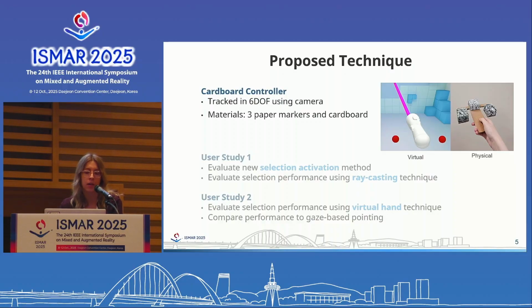The design keeps cost and convenience at the forefront. 3 paper cubes are attached to a cardboard handle and tracked by the smartphone camera to determine its 3D position. We conducted 2 user studies to evaluate the selection performance of the controller using popular selection techniques. In the first study, we compared different selection activation methods as an alternative to the cardboard button, because it has known usability issues. In the second study, we evaluated the selection performance of the controller using different selection techniques and compared its performance to head gaze pointing.